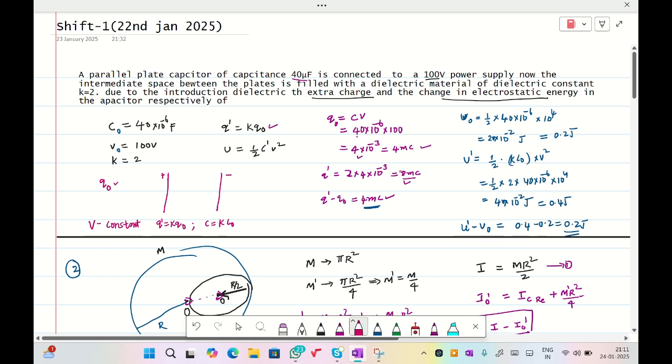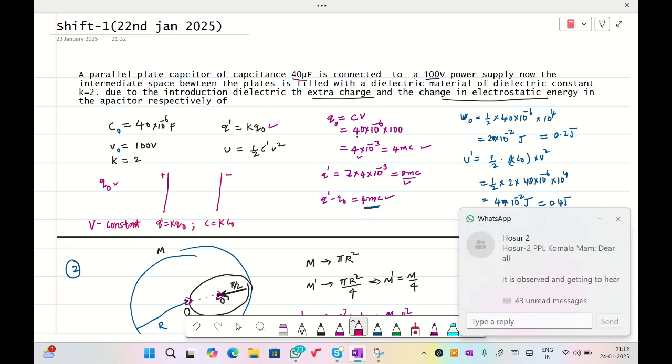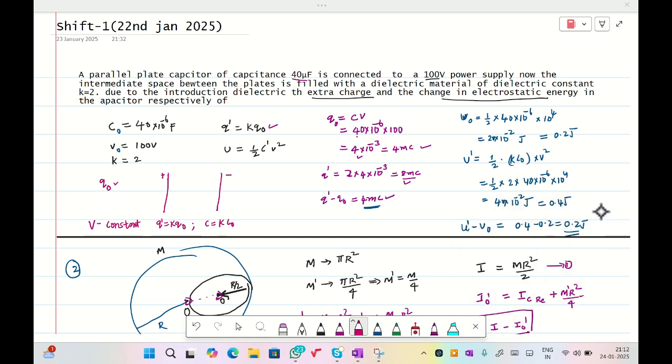So now Q dash is equal to K into Q naught. The change means 8 minus 4, that is 4 microcoulombs. Similarly, the initial potential energy U naught is 0.2 joules. Then the final, after introducing the dielectric constant, U dash equals 0.4 joules, after substituting the given values. Then subtracting, the change means the difference, 0.2 joules. So this is the first question.